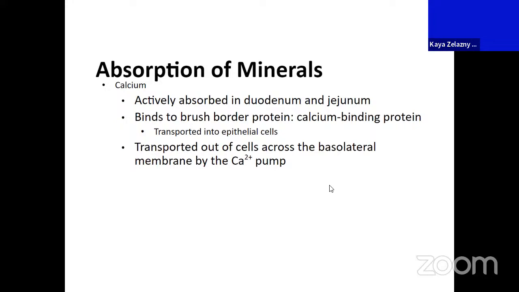And then on the other side of the cell, so on the basolateral membrane, we're going to run a calcium pump on the basolateral membrane. That's going to take the calcium that we've just absorbed into the cell and pump it out towards the blood, into the plasma, so that it can circulate around to your heart and then through your systemic circuit so that you can use the calcium where you need it.